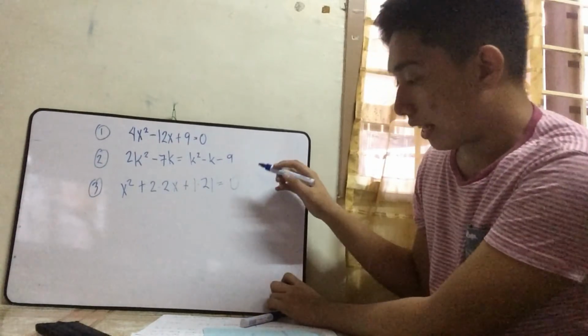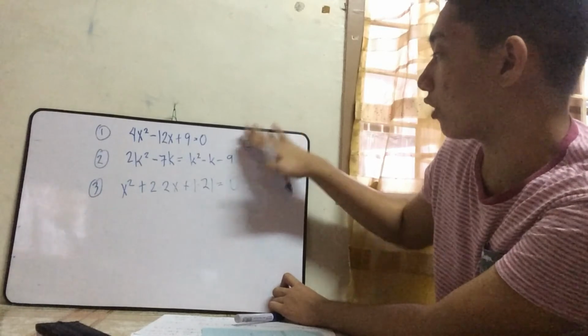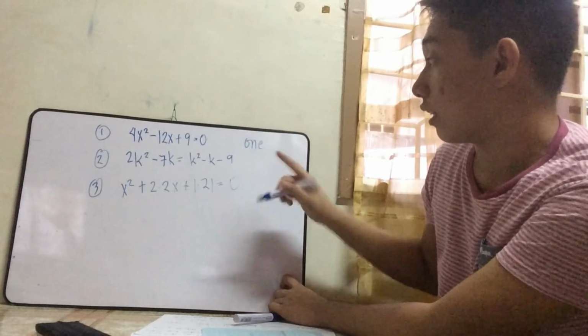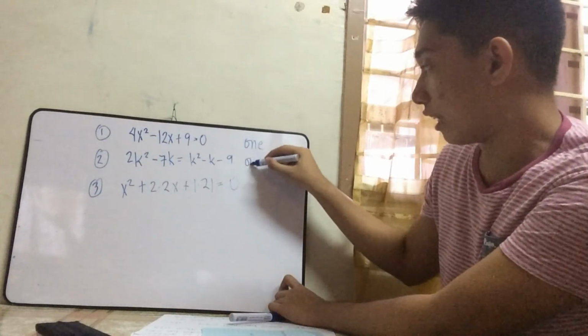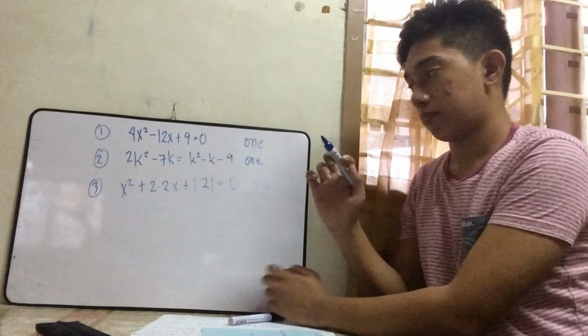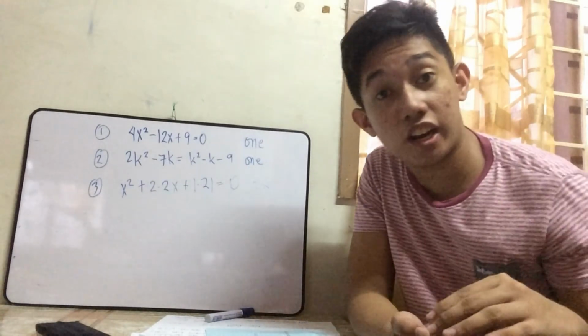So, the answer of this one, this contains one root. This contains one root. This contains one root din. Lahat po containing one root. Okay, lahat po containing one root. Pero I want to see your work.